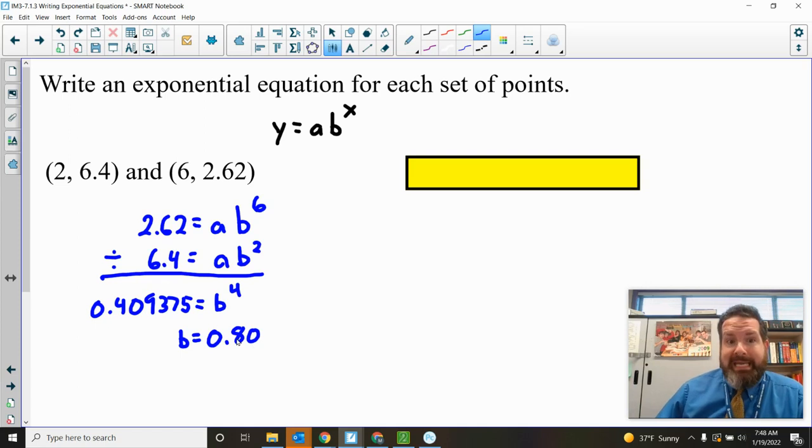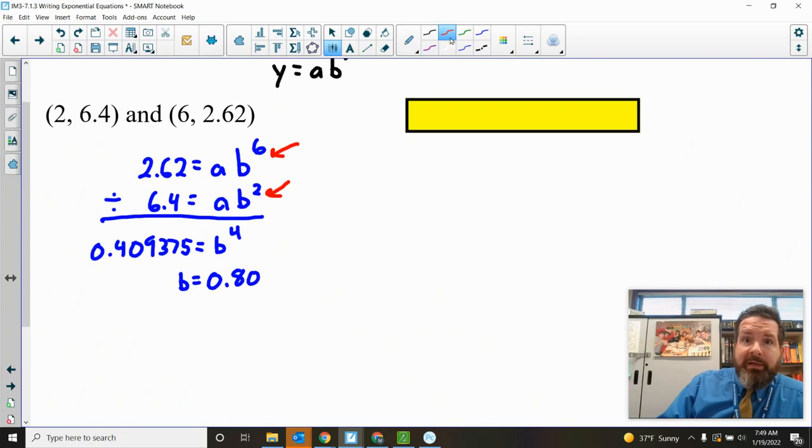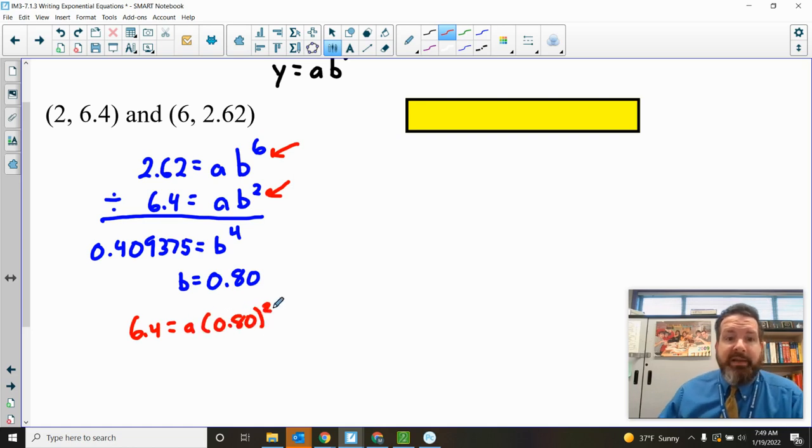Once you've got your b, you're now going to go back to either of these 2 equations, it doesn't matter which one, and work backward to solve for the a. So I'm just going to pick this one on the bottom because that's the one that's here. 6.4 equals the a that I don't know times my b to the second power. So 0.8 to the second power is 0.64.